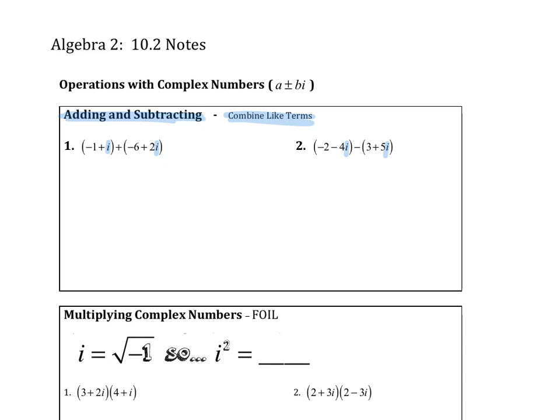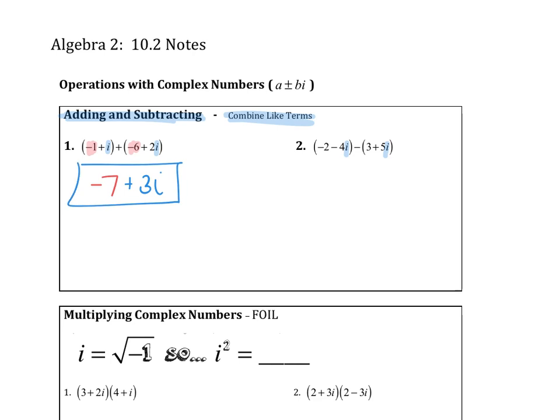So with that being said, we have in the first equation, -1 minus 6 is -7, and I plus 2I is 3I. So our final answer here is -7 plus 3I.